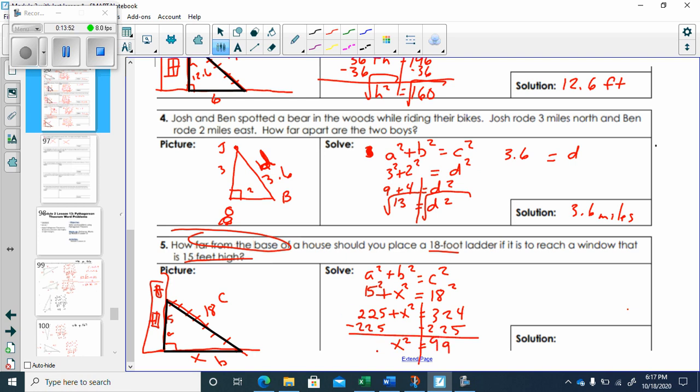I'm not looking for X squared, I'm looking for X. So take the square root of both sides. And X is equal to, second function, square root 99 equals 9.9. Okay, solution, 9.9 feet.